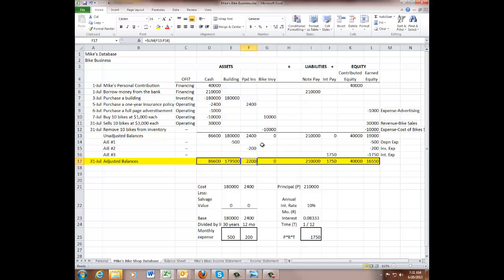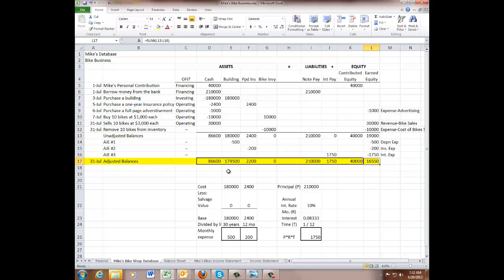And of course, he sold all of his bike inventory. His only debts now are the mortgage or the note payable that he borrowed from the bank, and he also owes the bank some interest now. The difference between everything he owns less what he owes is the sum of his owner's equity. Equity consists of the equity contributed by the owner or the owners, and the remaining equity is the equity earned.